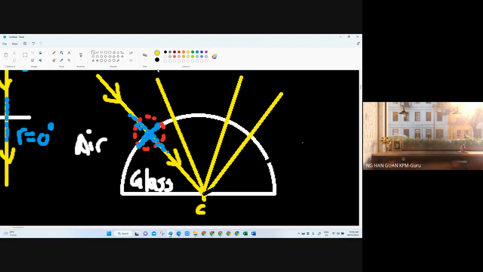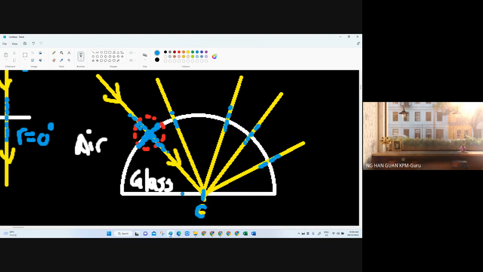all of these will have a light parallel with the normal. All are parallel with the normal, as long as it's referring to the exact center.